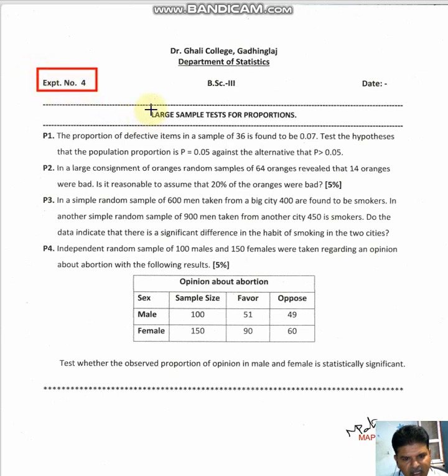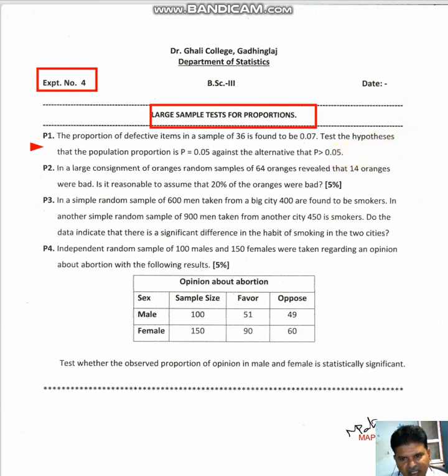This experiment is related with one-sample test for proportions. Normally, proportions are used when the attribute or the quality is known. See example 1. The proportion of defective items in a sample of 36 is found to be 0.07. Test the hypothesis that the population proportion is P against the alternative that P is greater than 0.05.